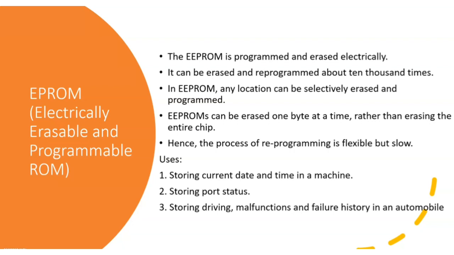Okay. So in EEPROM, any location can be selectively erased and programmed. It can be erased one byte at a time rather than erasing the entire chip. So even though these types of memories can be erased and programmed, there are some limitations. We can only erase one byte at a time, or there are certain steps you have to follow. Hence, the process of reprogramming is flexible but slow. Since only one byte can be erased at a time, it is a slow process.